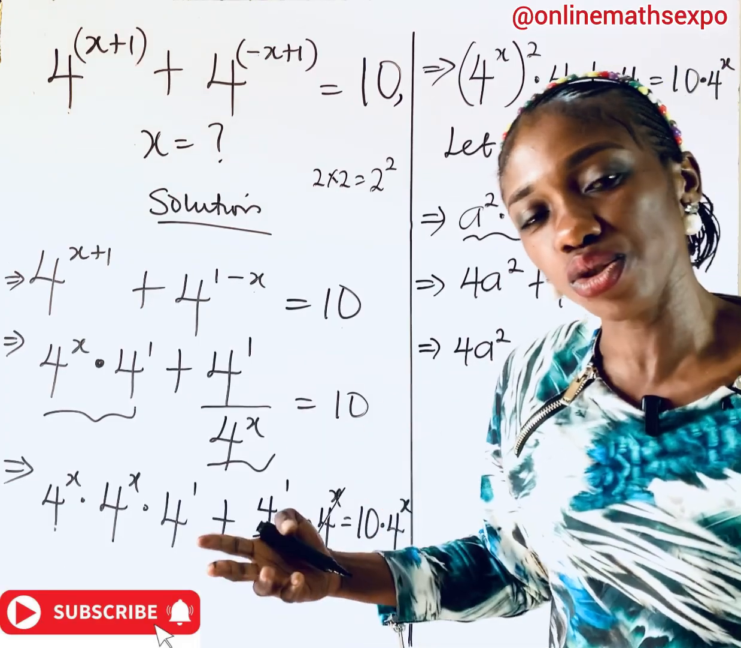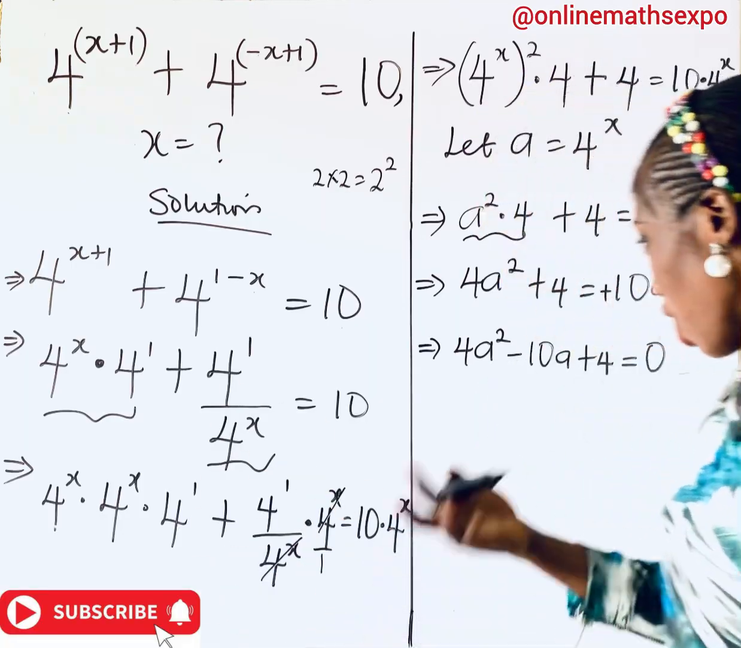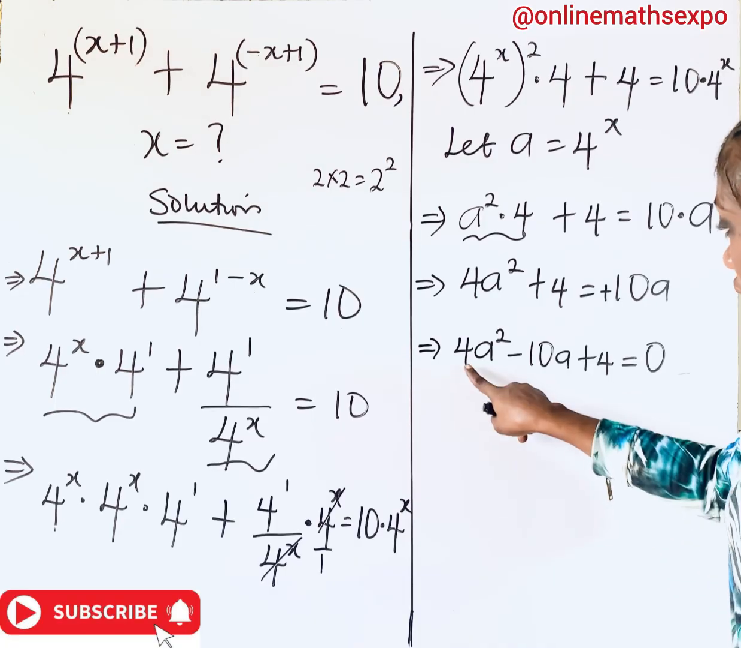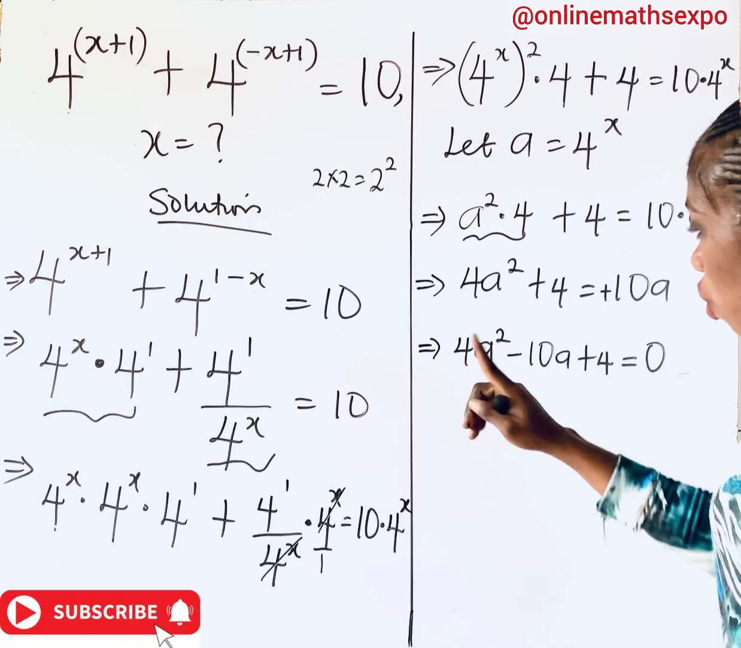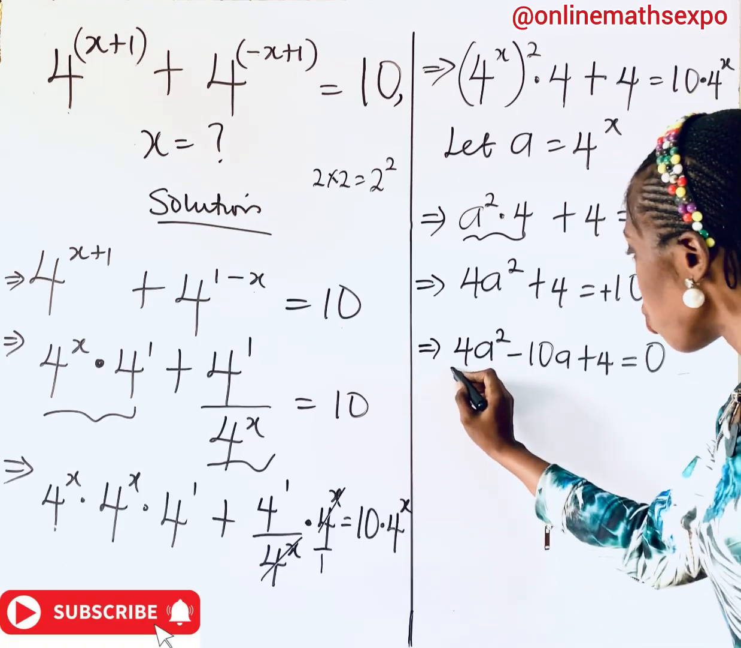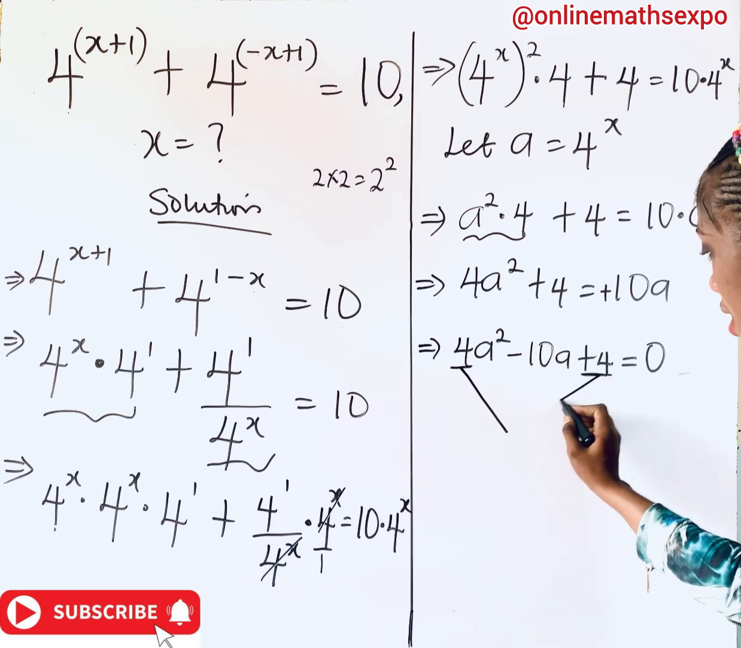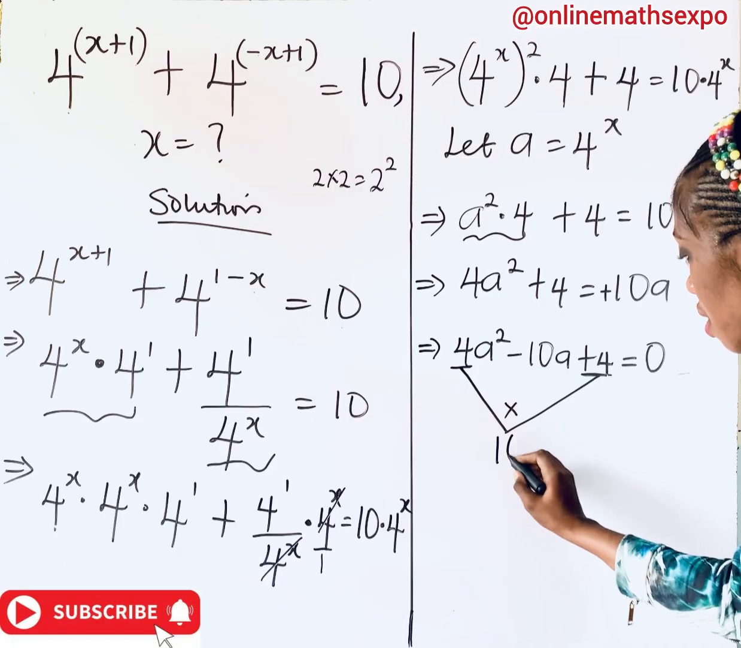So this has become the beautiful equation we are going to solve quadratically. At this point, you can choose any convenient method. I want to use the factoring method, so you can join me to learn how to factor. What you notice here is that the coefficient of a squared is 4. Because it's 4, you use this 4 to multiply the last term, this constant term. 4 multiplied by 4 will give you 16.